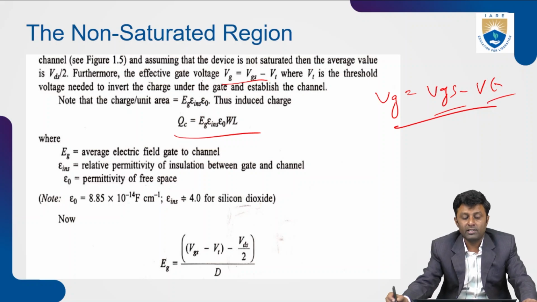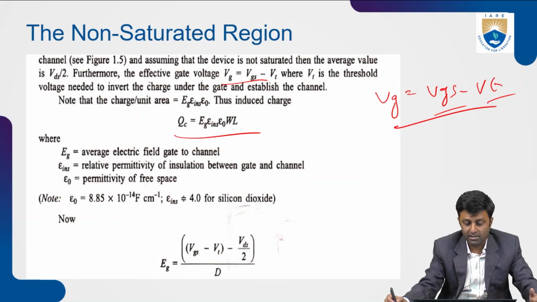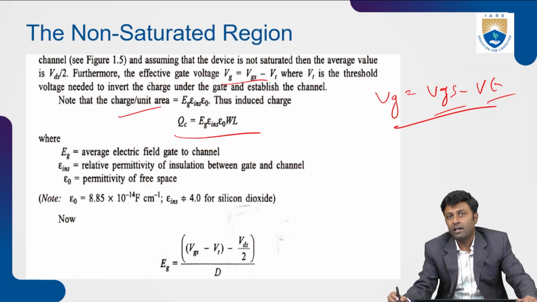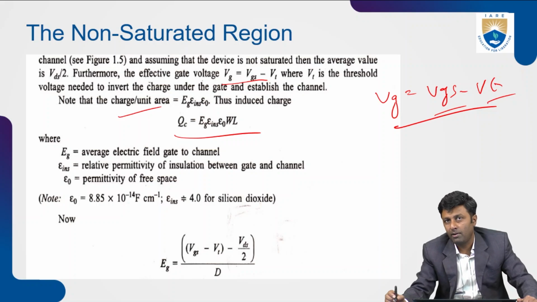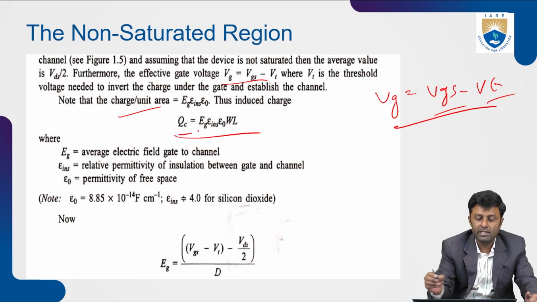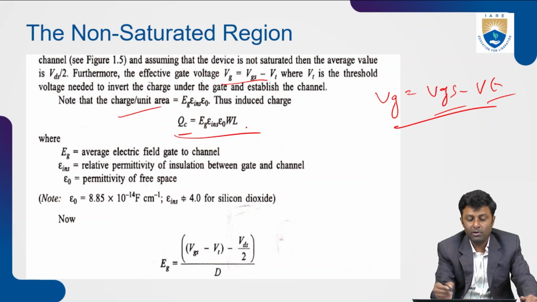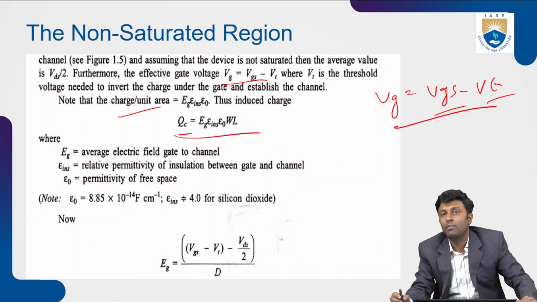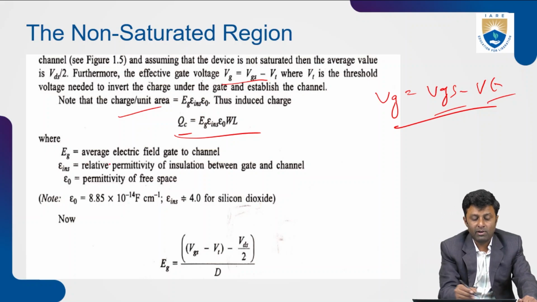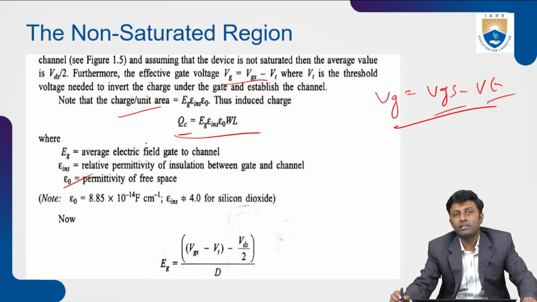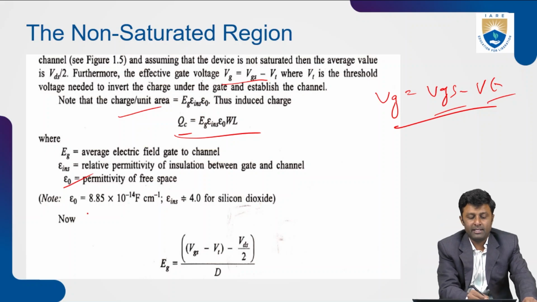Threshold voltage is the voltage at which the transistor is turned on. In the non-saturation region, there will be a little bit of current flow, but the transistor will not be fully on. So we can write Qc equals Eg, epsilon_ins, and epsilon naught W into L, where Eg is the average electric field from gate to the channel, epsilon_ins is the relative permittivity of the insulation between the gate and the channel, and epsilon naught is the permittivity of free space, which are constants.